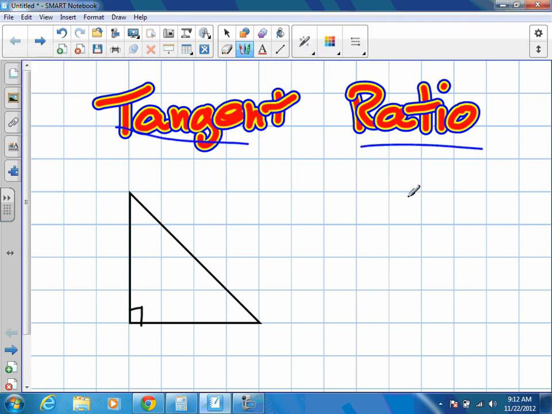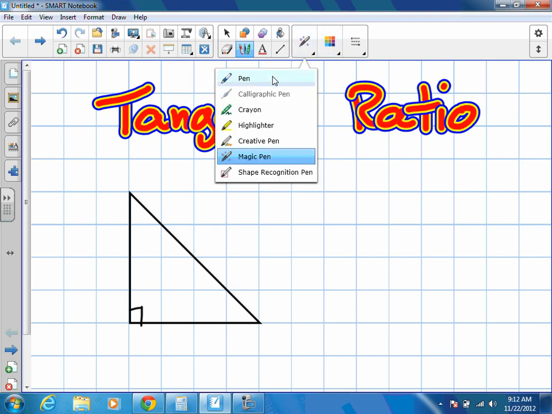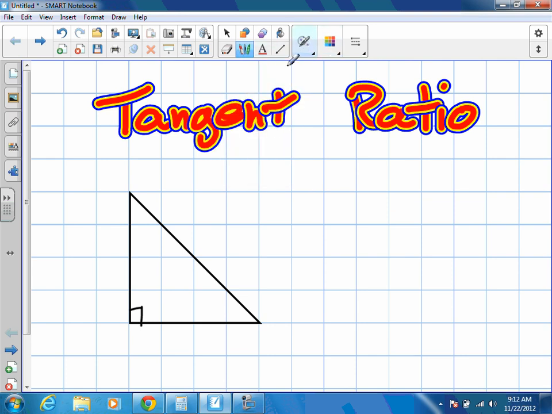Okay, tangent ratio is what we're going over today. This is one of three major ratios. We're going to focus on one today, and your lesson after your quiz Monday will focus on the other two. Now, tangent ratio, okay, let's get this real pen here.